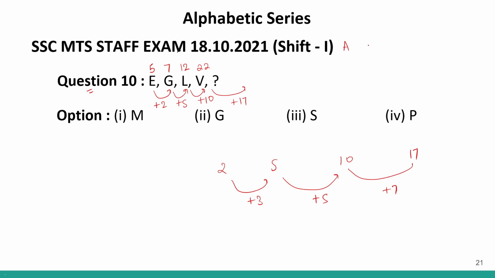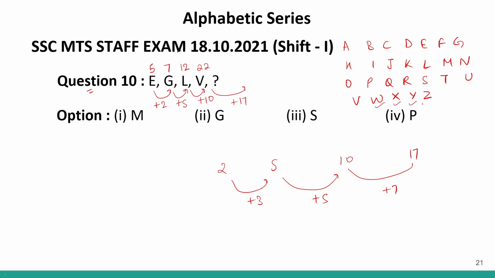Now let us see. If I am writing the alphabets A, B, C, D, E, F, G, H, I, J, K, L, M, N, O, P, Q, R, S, T, U, V, W, X, Y and Z. This is what I'll write. So from V, if I go 17 positions forward, it will be 1, 2, 3, 4, 5, 6, 7, 8, 9, 10, 11, 12, 13, 14, 15, 16 and 17. So at 17th position, we will have M, which is 13 otherwise. Okay. So my answer will be option number 1, M.